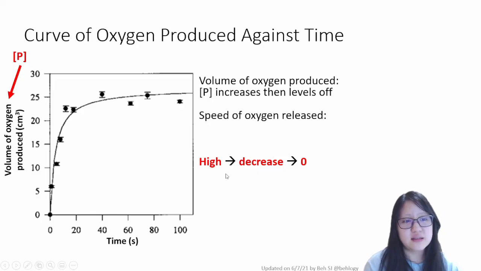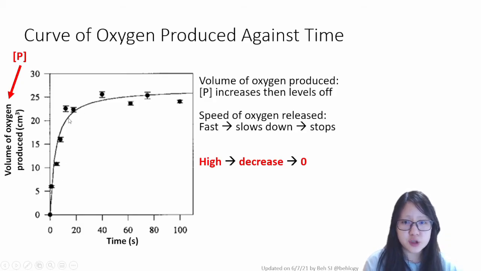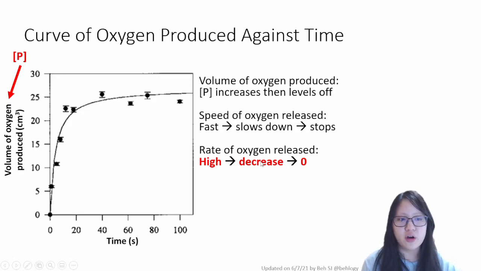How about speed? Can we talk about speed for a while? So basically the volume of oxygen is produced very fast, and then it slows down here. It's still produced, but it's slowing down. And then at around 25 cm cubed, it kind of stops. Now this tells us that the rate of oxygen release is high at first, and then decreases, and then goes to 0. When the graph plateaus, the rate equals 0. The reaction has completed.